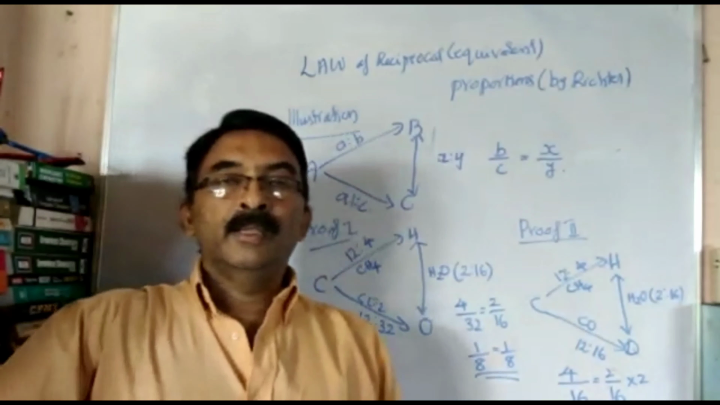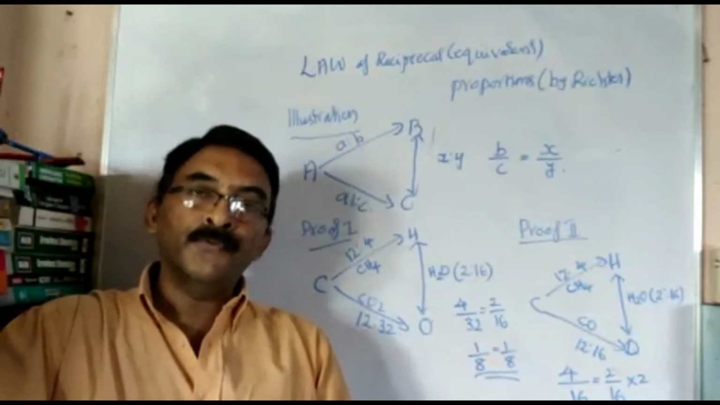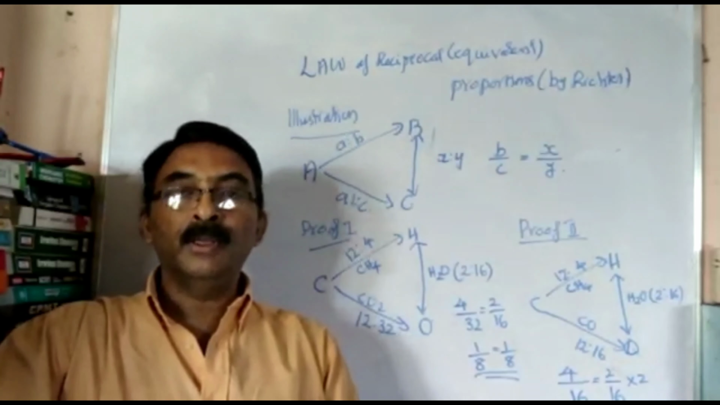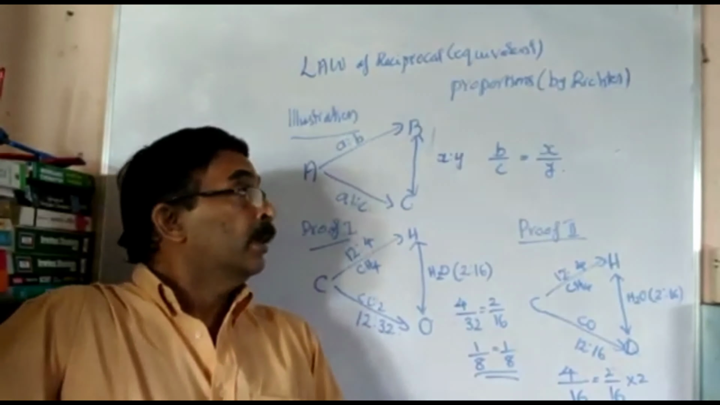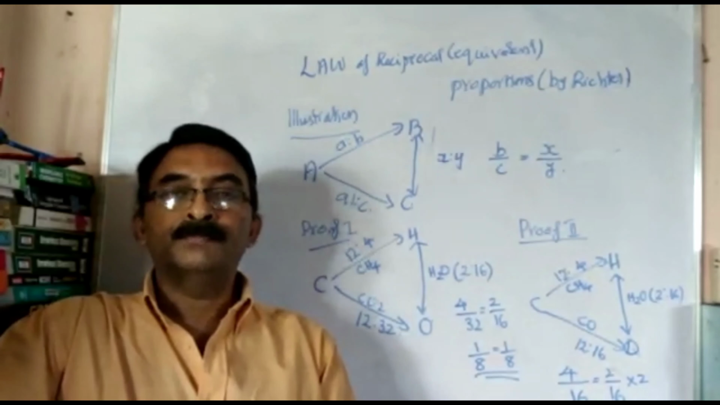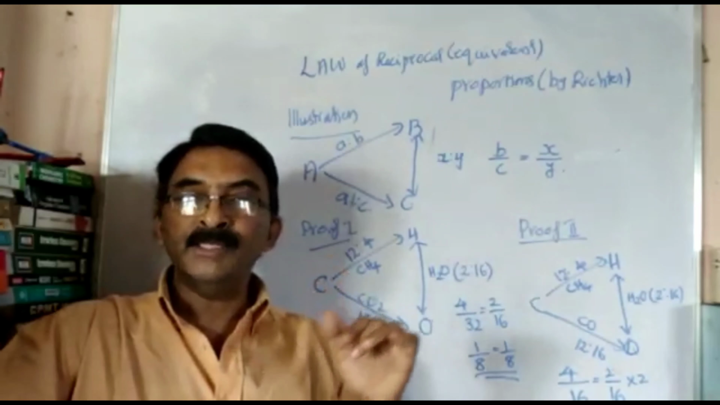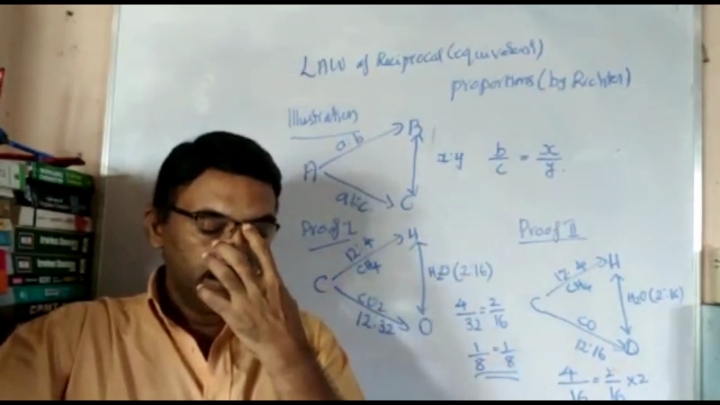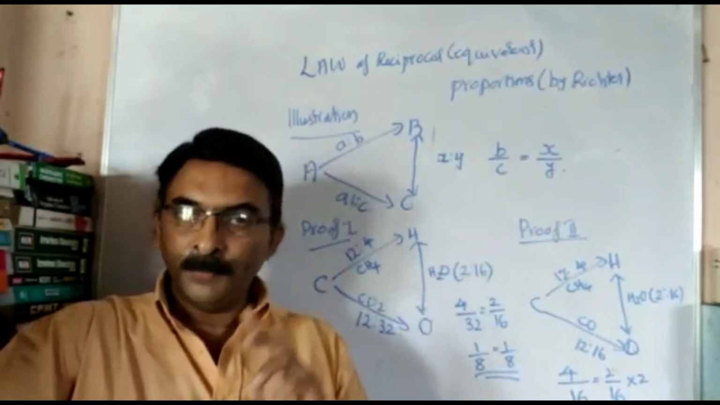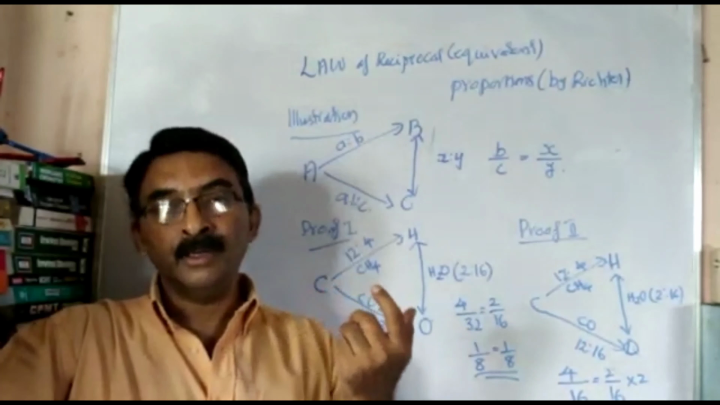So, the next law is the law of reciprocal proportion or law of equivalent proportion, introduced by Richter. In the law of definite proportion, there were two elements and one compound. In the law of multiple proportion, we had two elements, two compounds. Coming to the law of reciprocal proportion, there are three elements and three compounds.